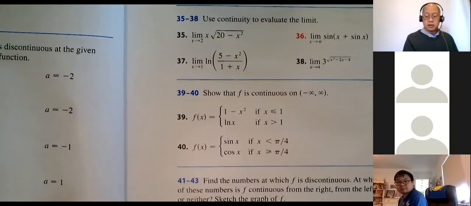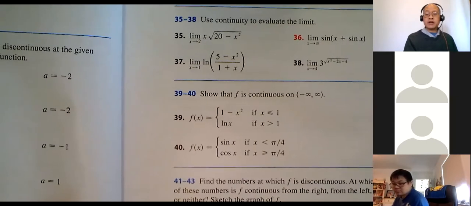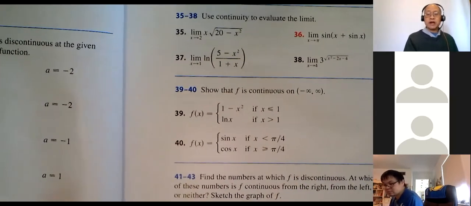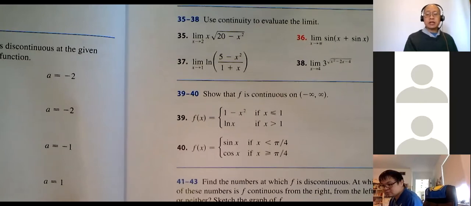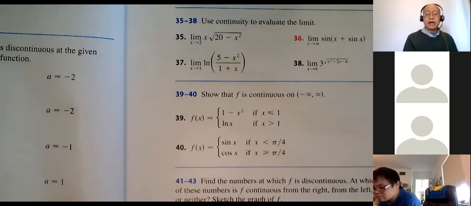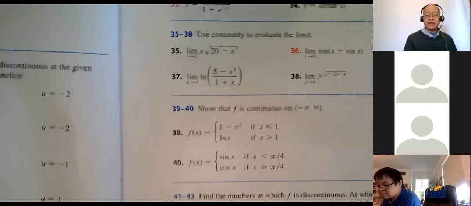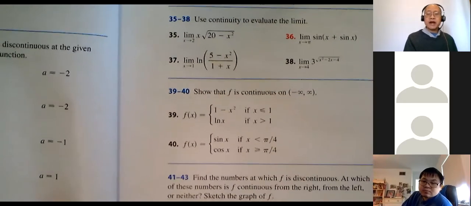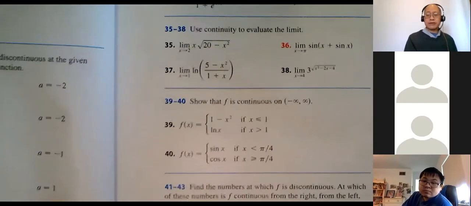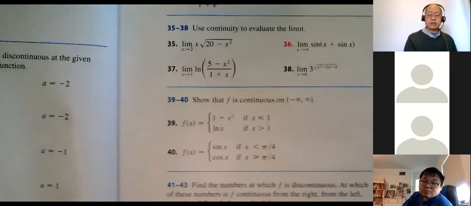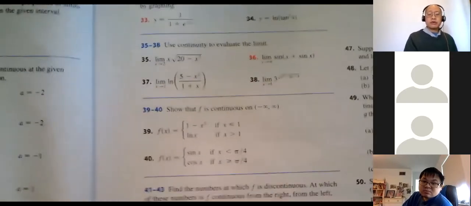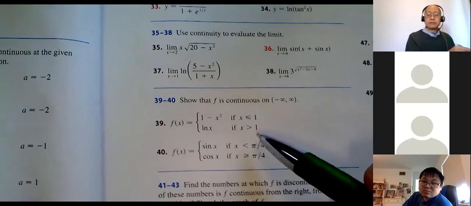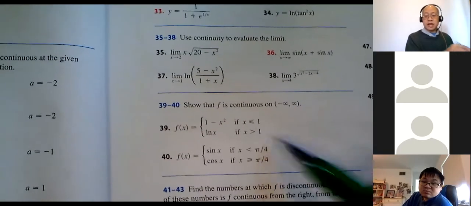Then 39. Show that the function is continuous on -infinity to infinity. f of x is 1 minus x squared for x less than or equal to 1, and ln x for x greater than 1. The only point where you have to even guess that you might have a discontinuity is at x equals 1, right? 1 minus x squared, a parabola, is continuous everywhere. ln x is continuous everywhere that it's defined. So when you get a piecewise defined function, you just have to check what happens, in this case, at x equals 1.